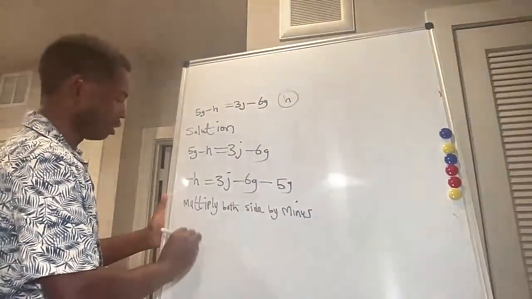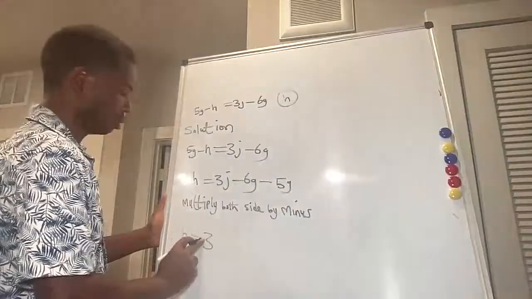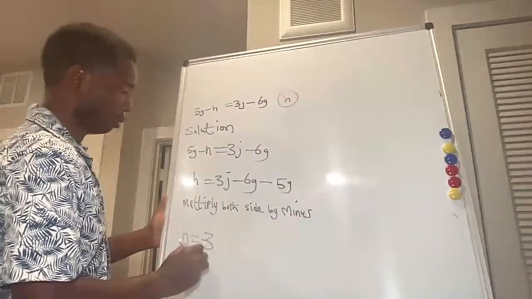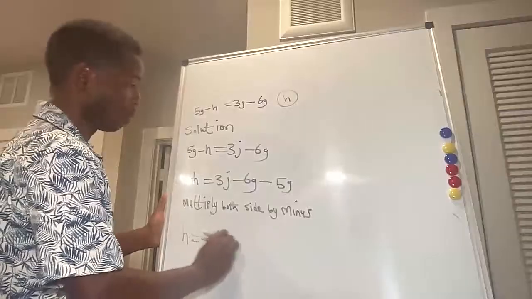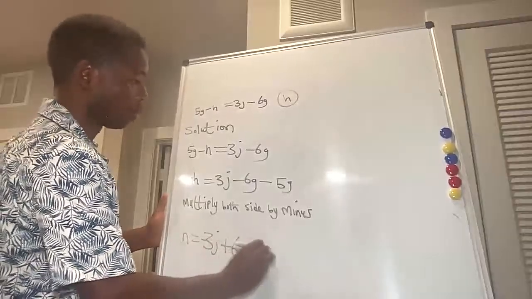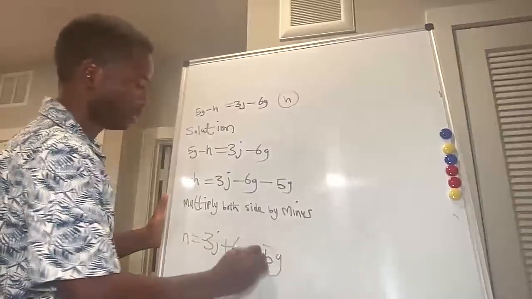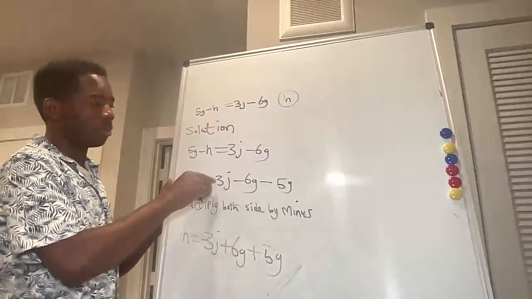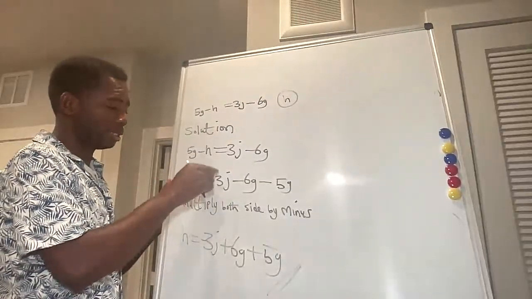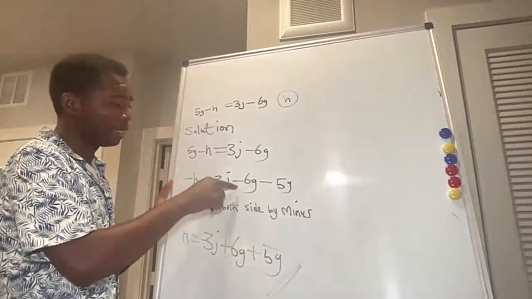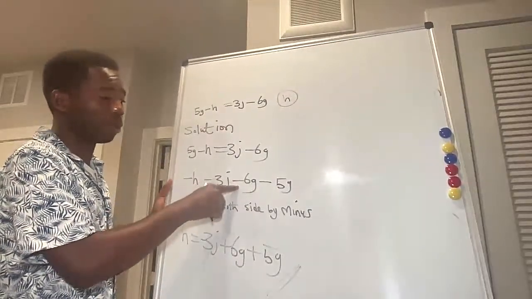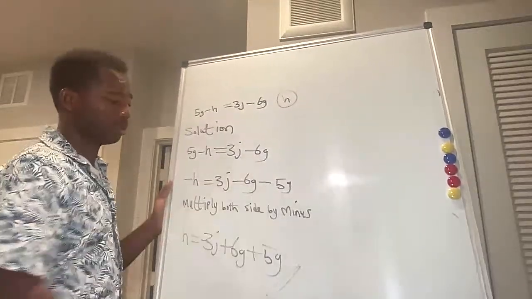So we have h is equal to minus 3j plus 6g plus 5g. Now, minus times minus is plus.